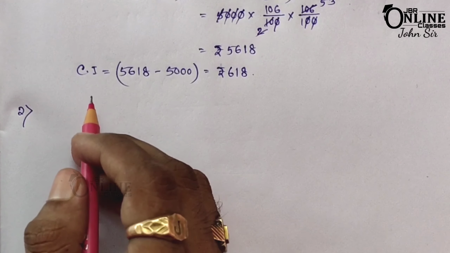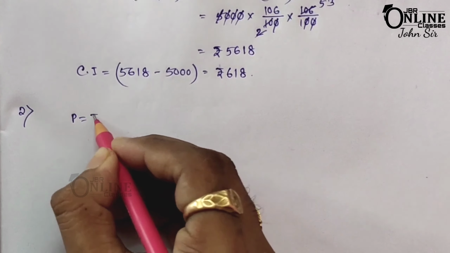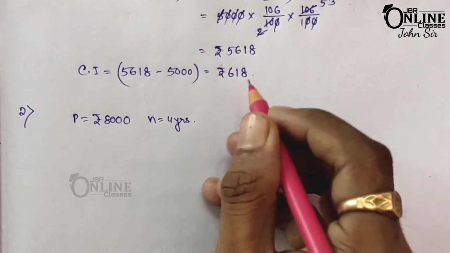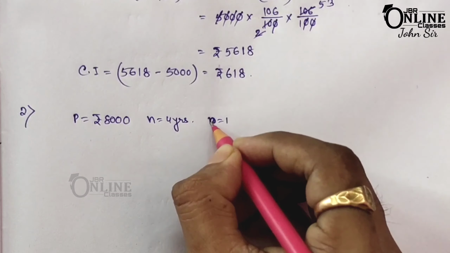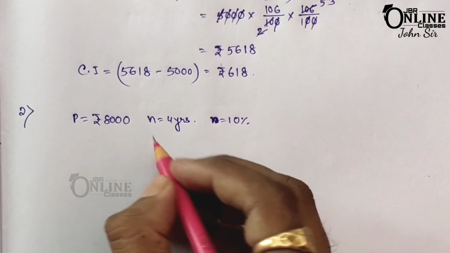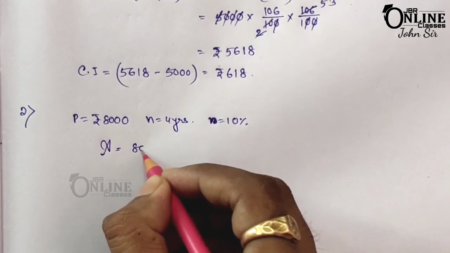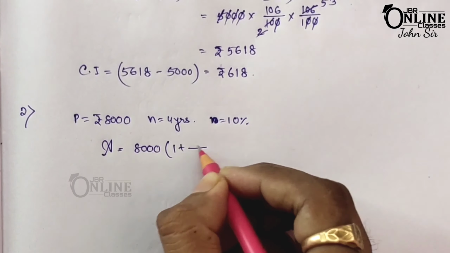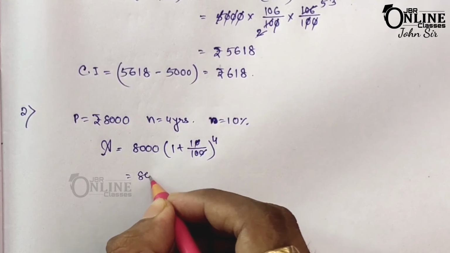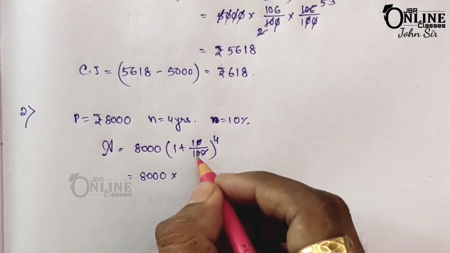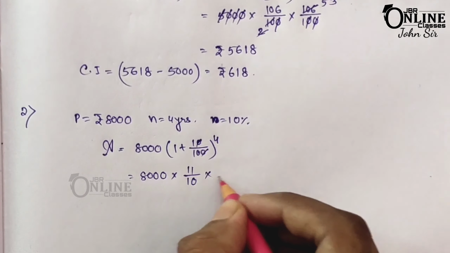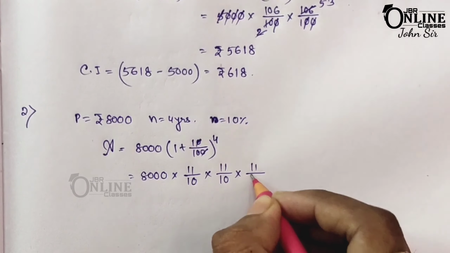Now number 2, find the amount and the compound interest. Here the principal is 8,000, the given time equals 4 years, and here r equals 10% per annum, interest reckoned yearly. Okay, so amount equals, again the same formula, 1 plus 10 by 100 whole to the power 4. So it will be 8,000 into (1 plus 1 by 10), it will be 11 by 10, and to the power 4, that means 11 by 10 you have to write down 4 times.